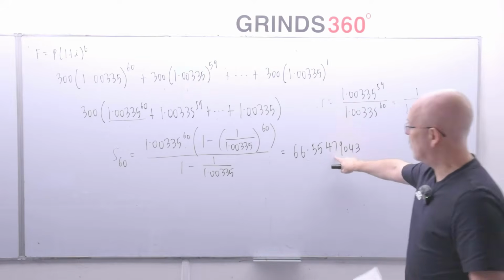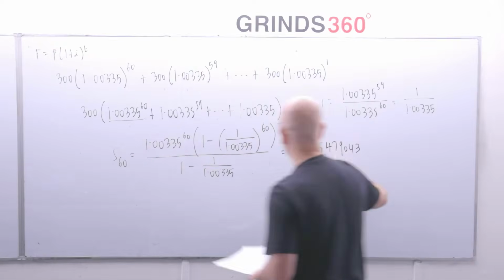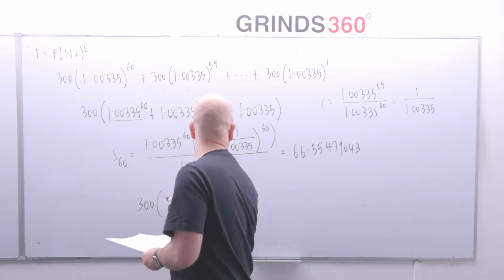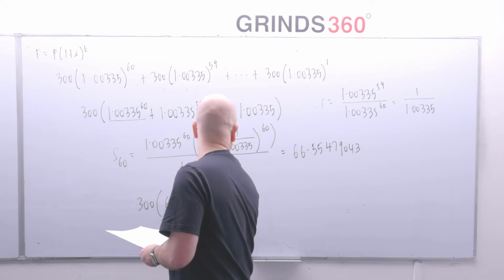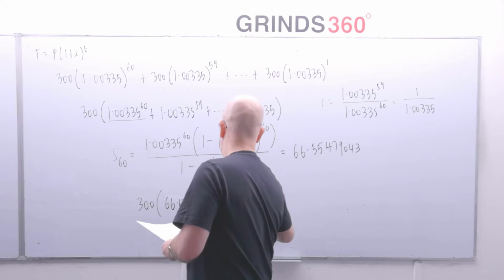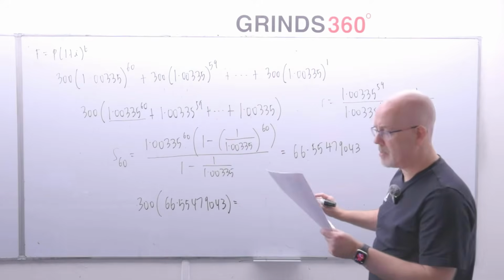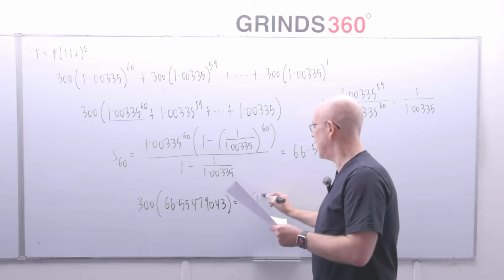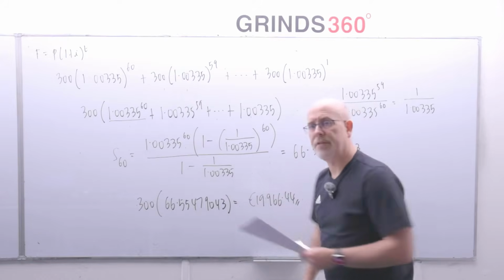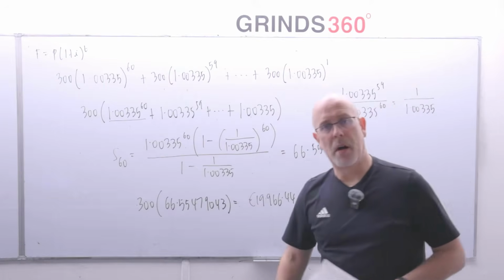And then as always, if I multiply that by whatever I pulled outside the bracket at the beginning, I've got the final value of the savings in this case. So 300 times that number there, 66.55479043. Then I'll round that to 2 decimal places, and that comes out at 19,966 euro and 44 cent. Bosh.